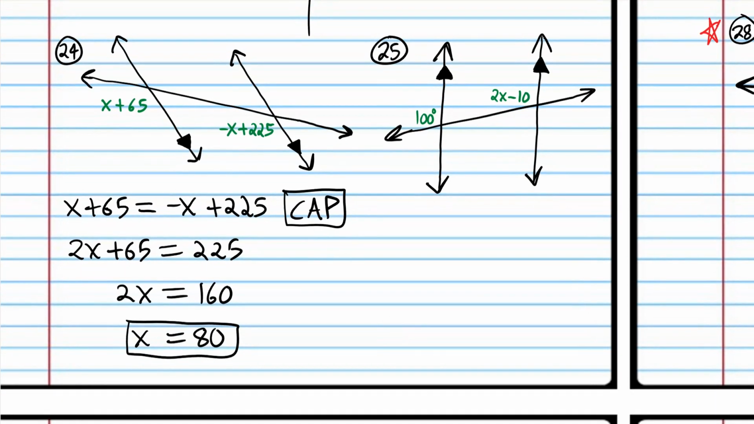All right, try number 25. Figure out what x is and give the justification. Give the postulate or theorem that you used. And when you come back, we'll do it together.